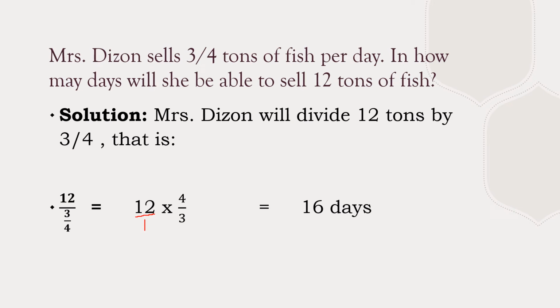So now let's proceed in multiplication. 12 times 4 is 48, and then 1 times 3 is 3. 48 divided by 3 is 16. So it means Mrs. Dizon will be able to sell the 12 tons of fish in 16 days.